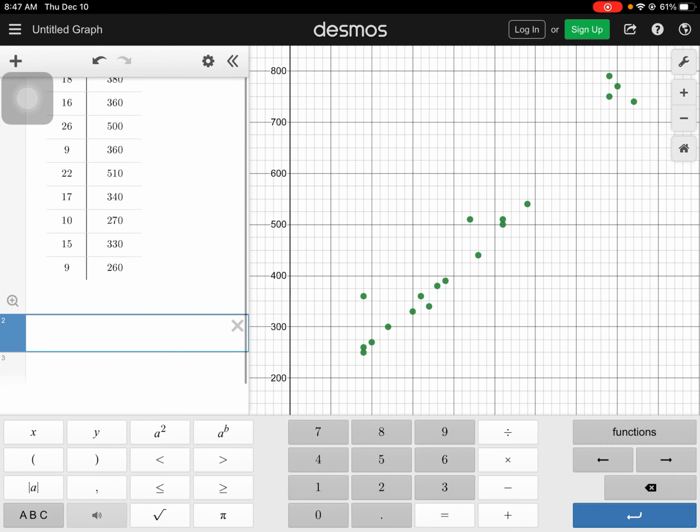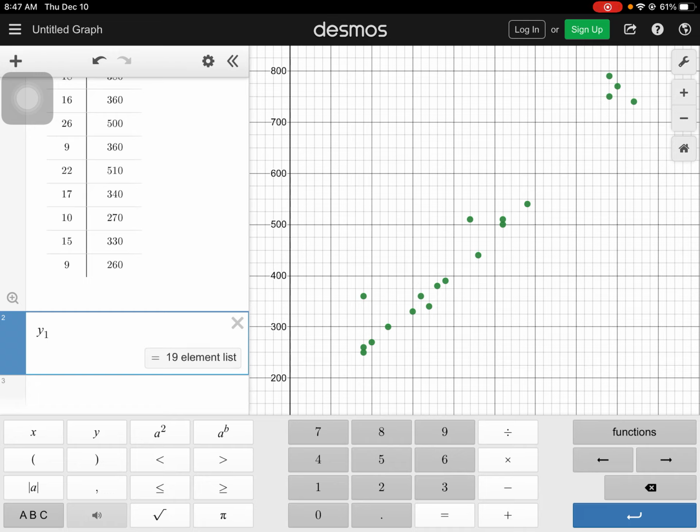Next, we need to build our line of regression. So we're going to go down to the second line, right below the table, and click in the box. Then you need to go to y, so this y right here, and put y1. See how it says 19 elements in the list? That's talking about our list, or our table, right there.